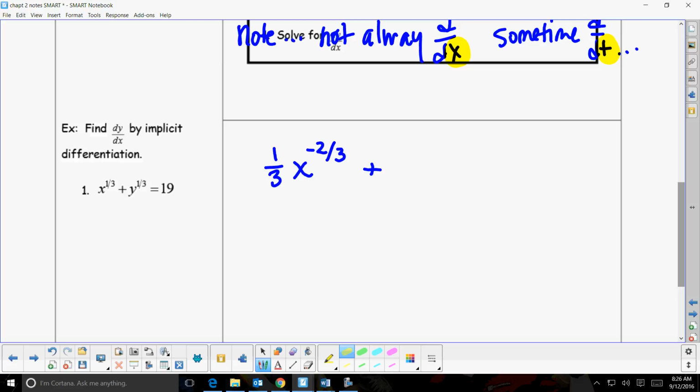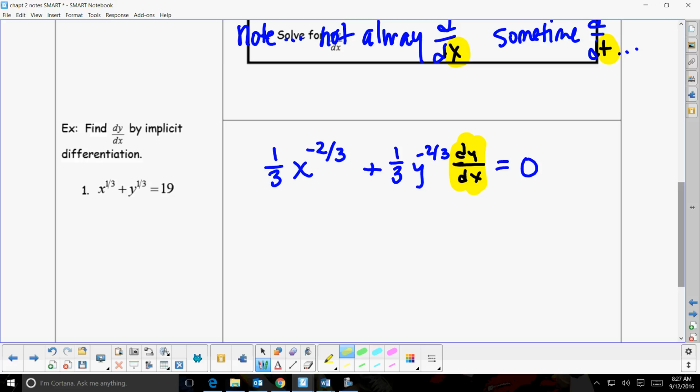Right, because it's not 1, it's not like 5/5. Yeah. Okay, so let's do this one now. So that's going to be 1/3 y to the negative 2/3. And now I took the derivative of y, so I have to put dy dx. Equals, the derivative of 19 is 0. So now we want to solve for dy dx. So subtract over, divide, all that fun stuff.